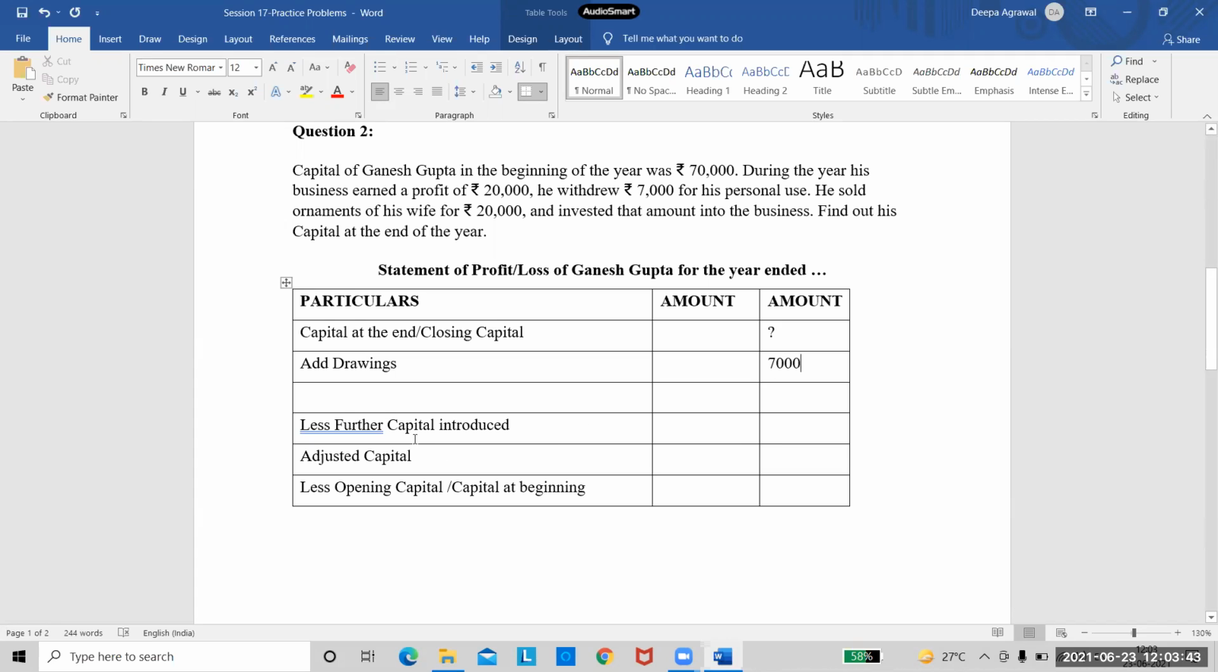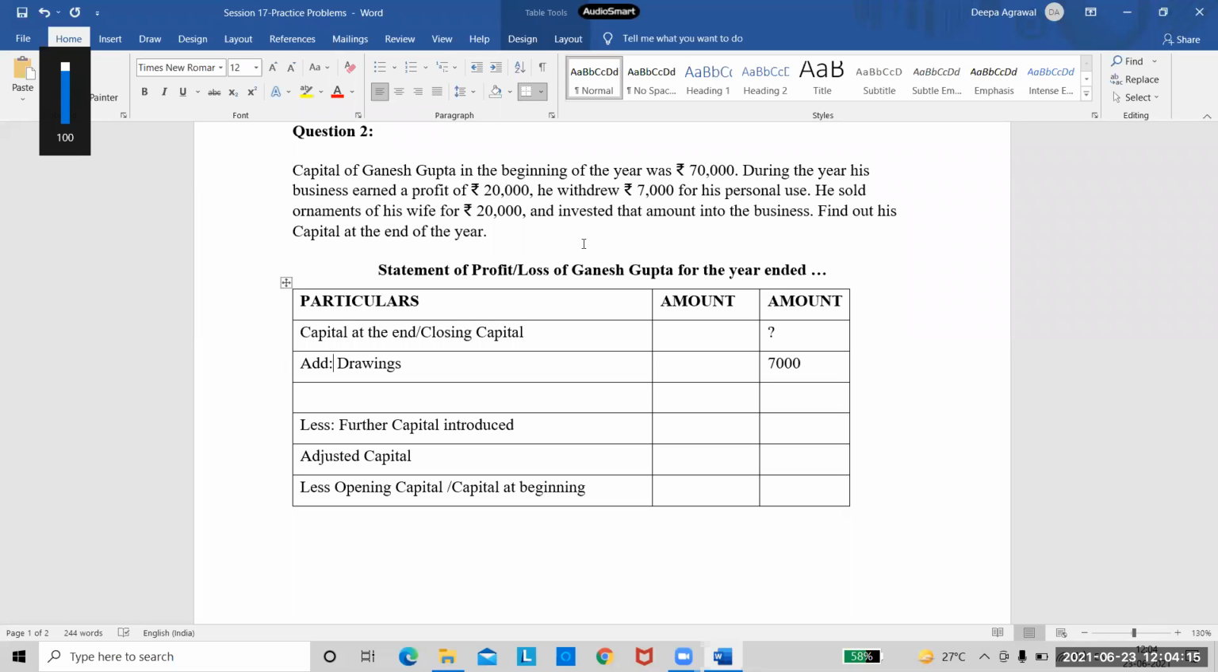Less further capital introduced. Did he give the further capital? 20,000. Why is 20,000 the further capital? He says he sold ornaments of his wife for 20,000 and invested that amount into the business. So can you call it as further capital? Yes. Why are we calling it further capital? Because he invested that amount in the business.